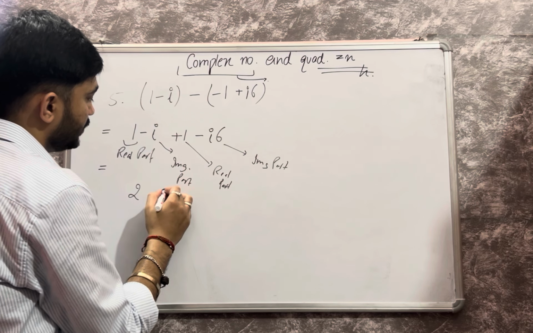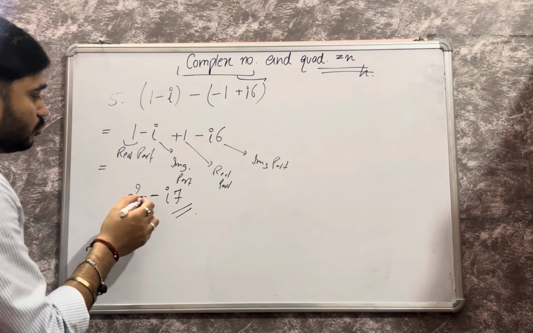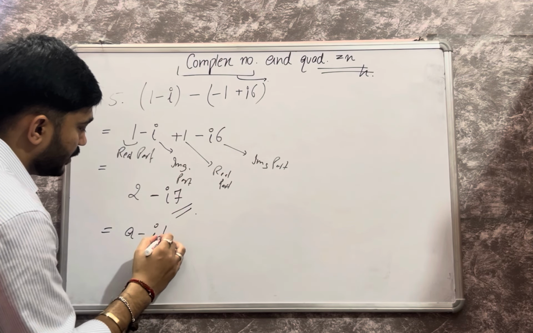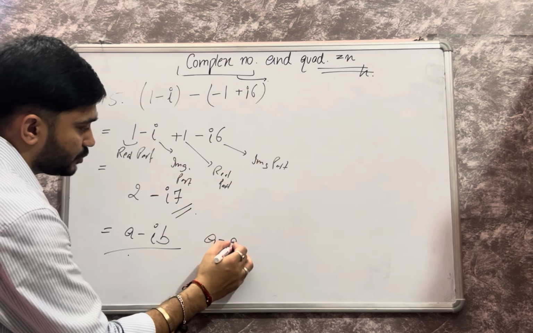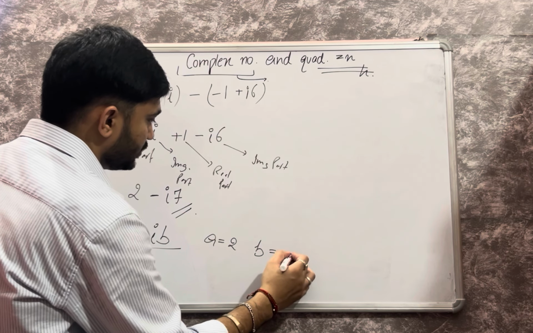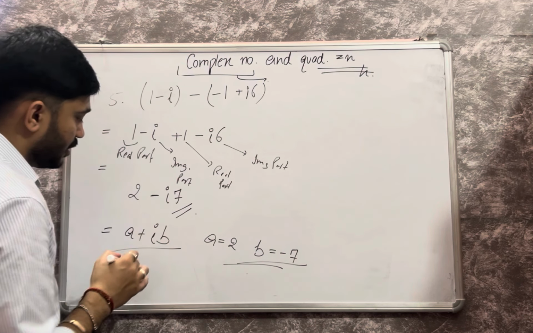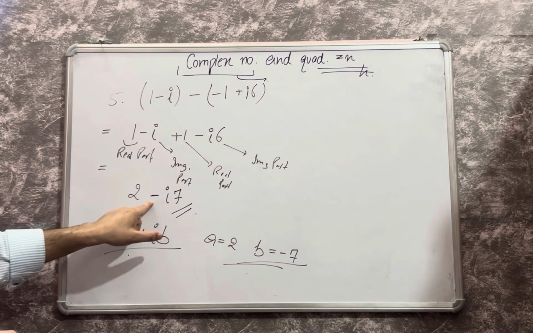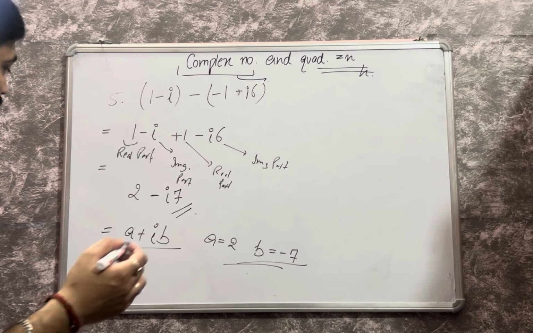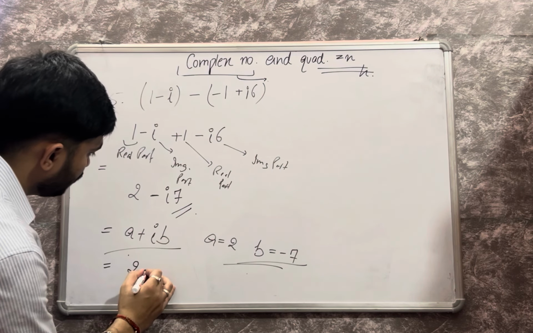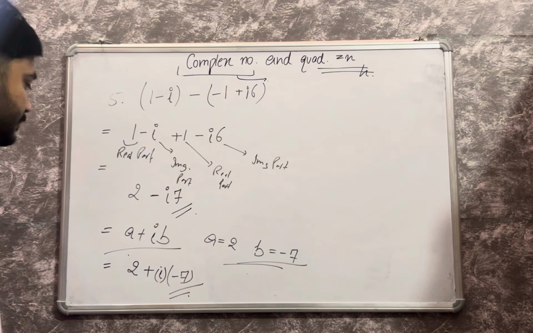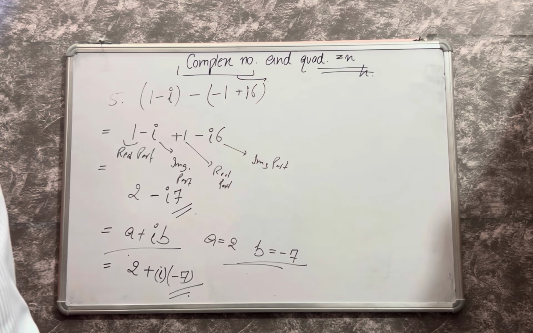After this you will get 2 minus iota 7, and thus we have represented it in the form of a plus iota b, where a is 2 and b is minus 7. Any doubt? You can also represent it as 2 plus iota minus 7. Any doubts?